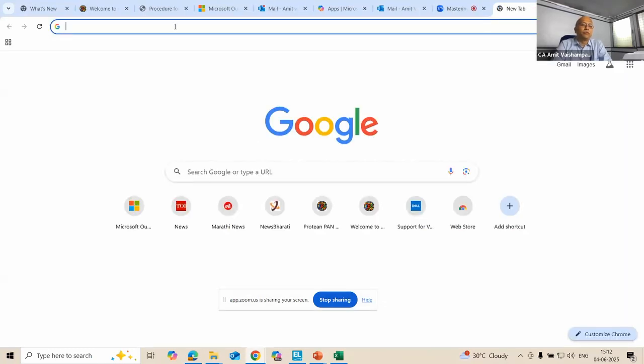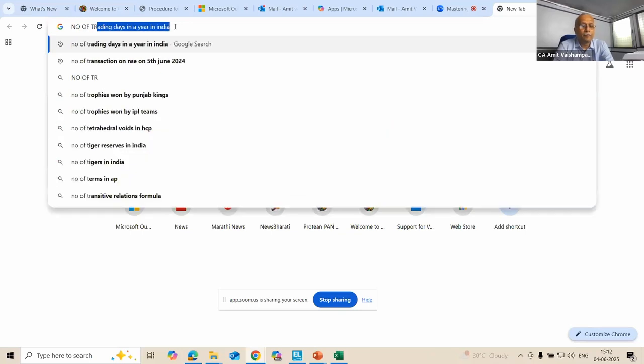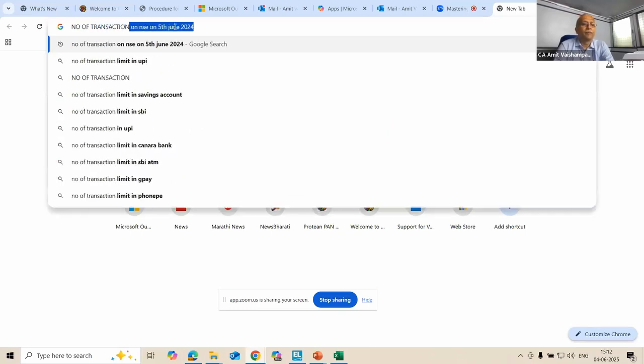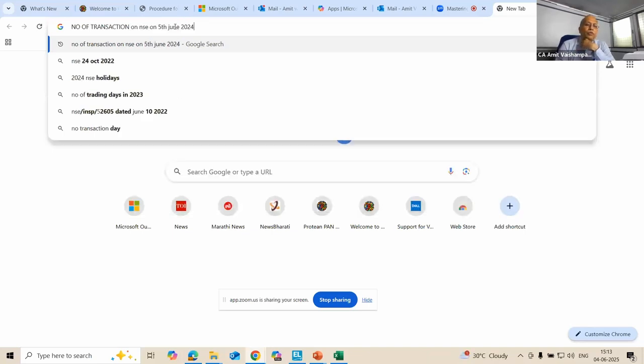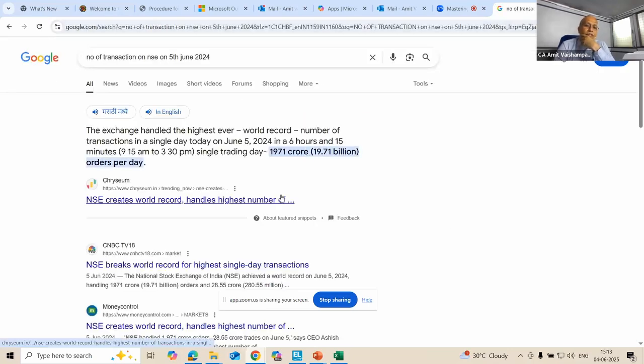Any idea what happened on 5th of June 2024? What had happened on 5th June 2024? This many number of transactions were entered on the National Stock Exchange. 5th June 2024 was the day Narendra Modi was to get elected or to get defeated, and these are the number of transactions that were entered into this NSE.